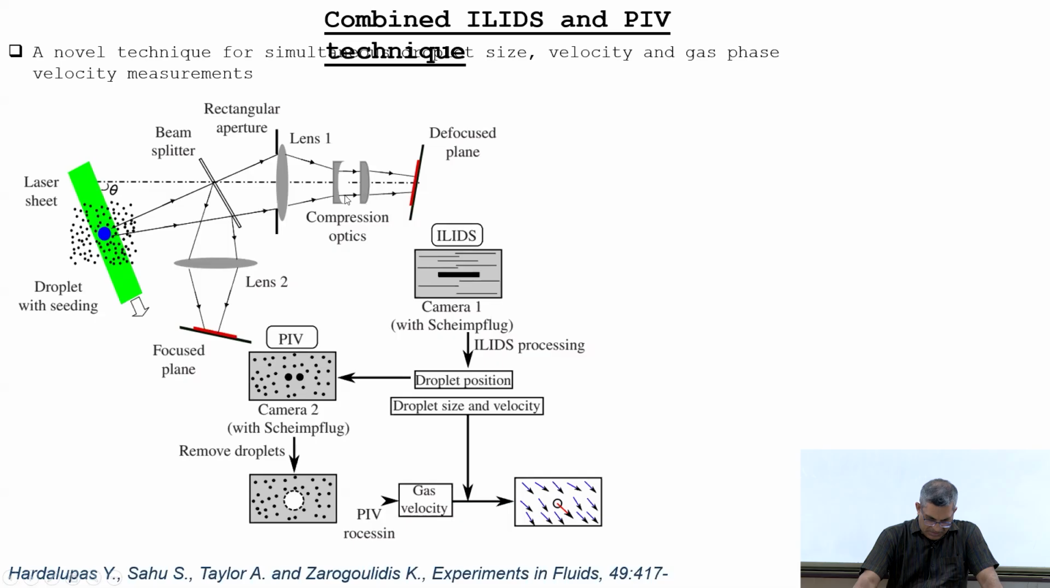And now we do the ILIDS as well as PIV. You know that for ILIDS, we must collect the scattered light at a particular scattering angle, as you can see here. So now at the same angle only we should visualize the PIV. That is why we have put a beam splitter. Okay. So you can imagine this scattered light which is coming is divided into two parts. One part goes to the ILIDS camera, one part goes to the PIV camera.